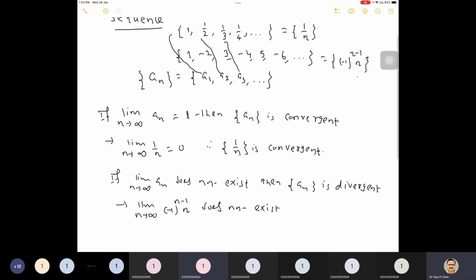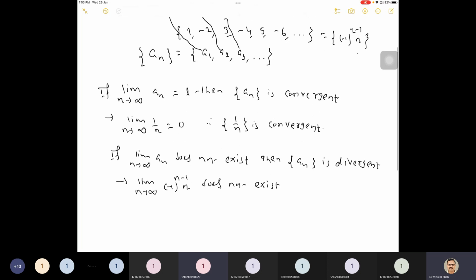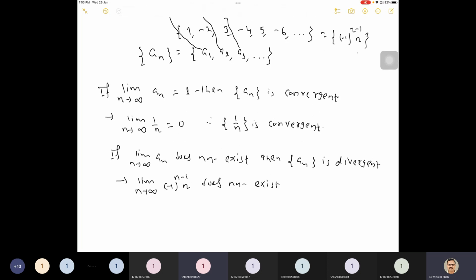In 1, 1 by 2, 1 by 3, you can see that after a certain stage slowly it goes towards 0. But here in 1, -2, 3, -4 it does not go towards any number. Okay, so the limit of this sequence does not exist, and therefore you can say that this sequence is divergent.